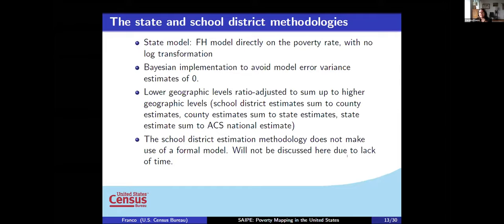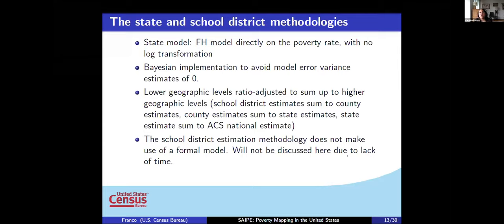Now I'll briefly talk about the state model. The state model is also a Fay-Herriot model, but it's a Fay-Herriot model on the poverty rate directly with no log transformation. And we use a Bayesian implementation. This is to avoid having a model error variance estimate of zero, which can happen with maximum likelihood, and gives kind of odd results, because then all the predictors are just that regression part. That can lead to strange results, and you're no longer putting weight on the direct estimator. And in the SAIPE program, the lower geographic levels are ratio adjusted to the higher levels.